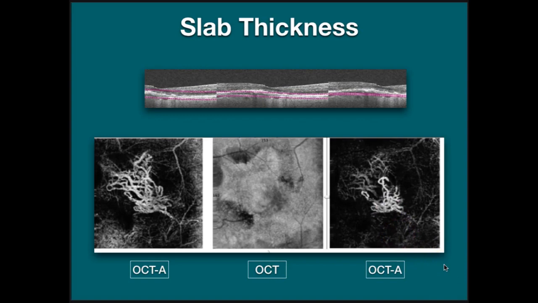So with slab thickness, if you just take the default, which is typically around 42 microns with the NIDEK, you may not image the pathology in all its different layers. So it's important to go in afterwards and change the slab thickness and move the slab up and down through the retina looking for pathology in all different layers.